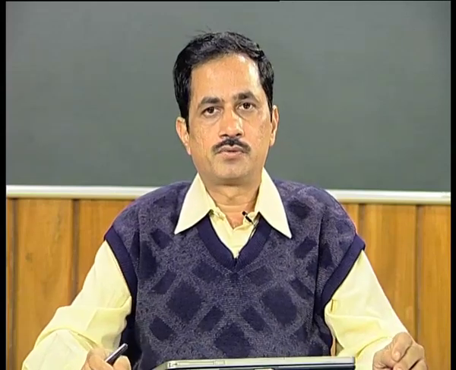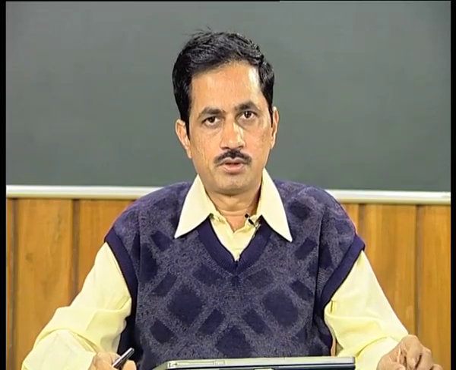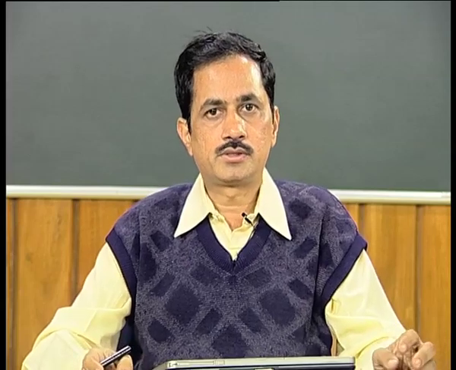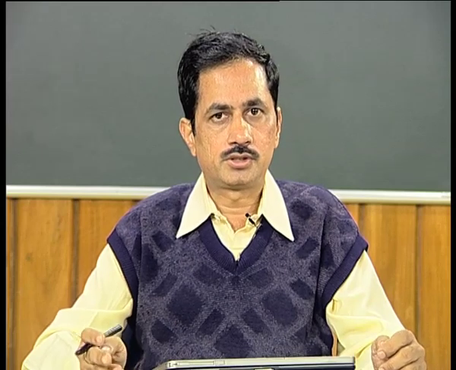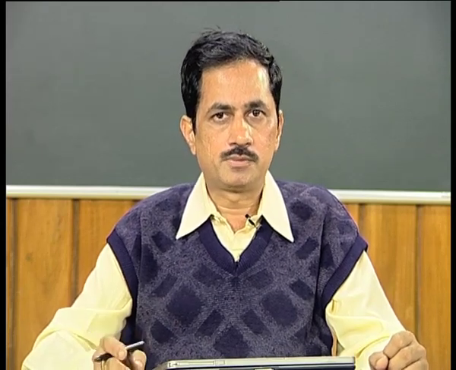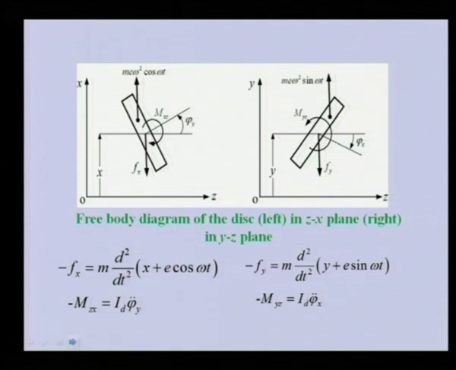So till now we have considered the equilibrium of the bearing and the equilibrium of the shaft. Now we will consider the equilibrium of the disk to get the relationship between the unbalanced force and the displacements at the disk location. This is the equilibrium of the disk in the YZ plane and ZX plane. We have already seen this when analyzing the Jeffcott rotor with the offset disk, and the free body diagram is similar to that one.